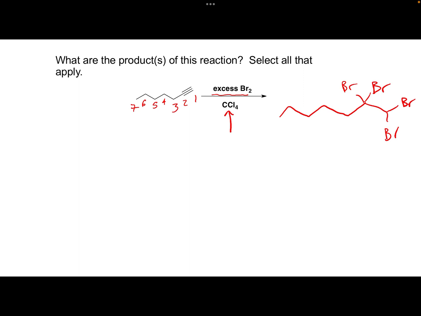Carbon tetrachloride, we've talked about this before. It's just a good solvent for these halogenation reactions. It's a non-polar organic solvent, and so it ensures that it dissolves our hydrocarbons, okay, so our alkynes really well.